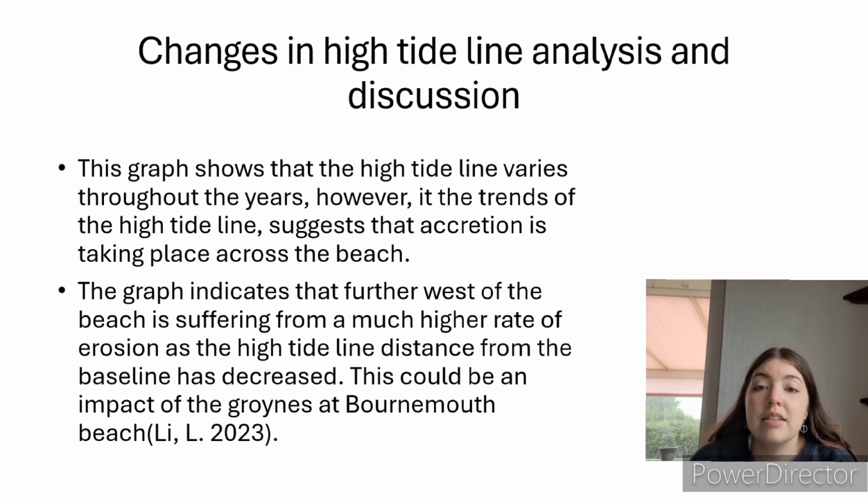Figure 3 indicates that further west of the beach is suffering a much higher rate of erosion as the high tide line distance from the baseline has decreased. This could be a result of the groins on Bournemouth Beach as they stop sediment from reaching the lower parts of the beach by reducing longshore drift and trapping sediment. This disrupts the natural sediment transport process. Research in Bermudas, Algeria, highlighted that groins have an impact on the beach by controlling sediment and cause erosion along the beach, indicating their role in altering sediment distribution patterns.